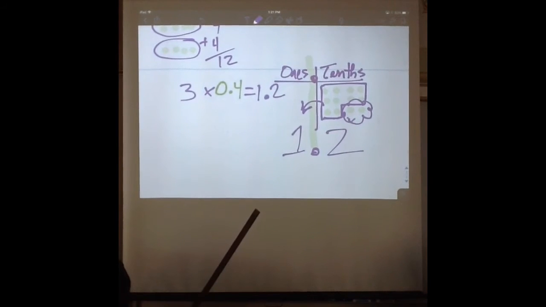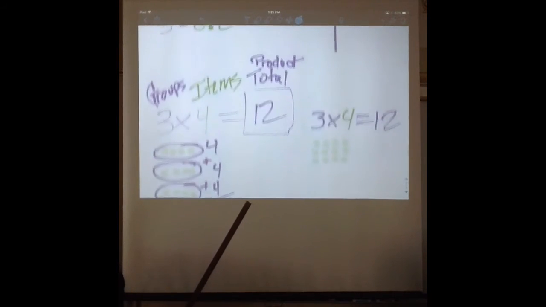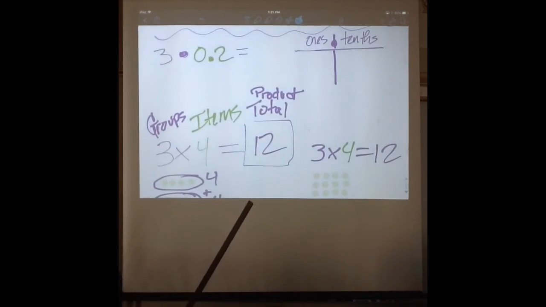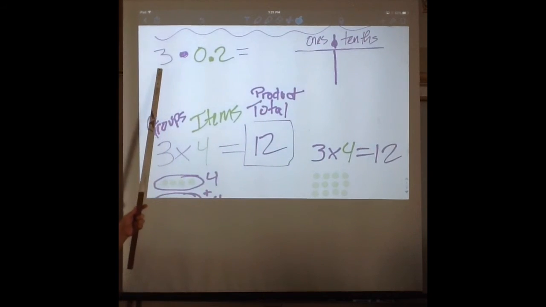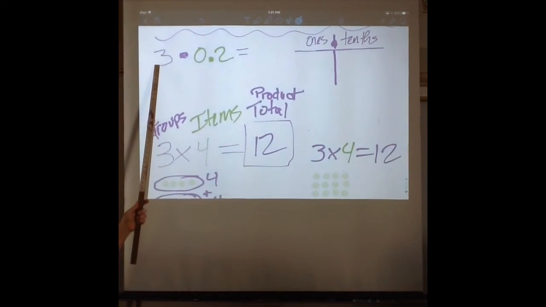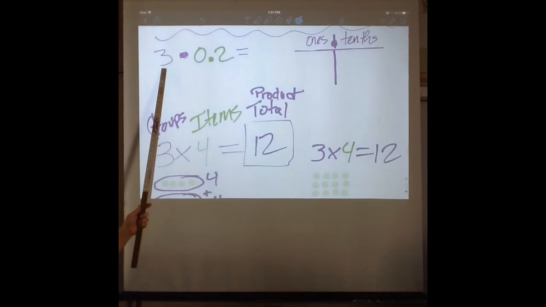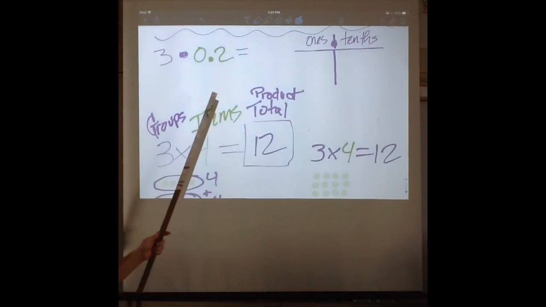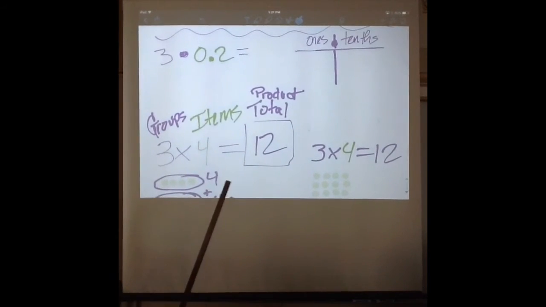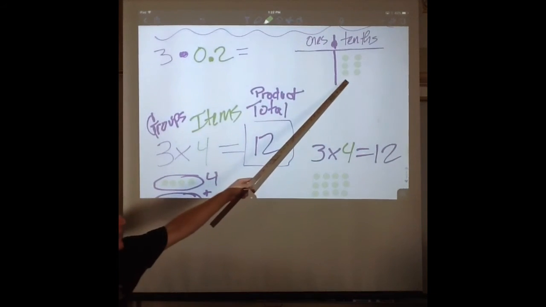Now let's try a slightly different problem. I'm going to move this one up, right above. What's this again? Groups. 3 groups of how many items? 2 tenths, right? So we're going to put our dots right here in the tenths. That's 2 items, right? And there's 3 groups. So what's our answer on this problem?